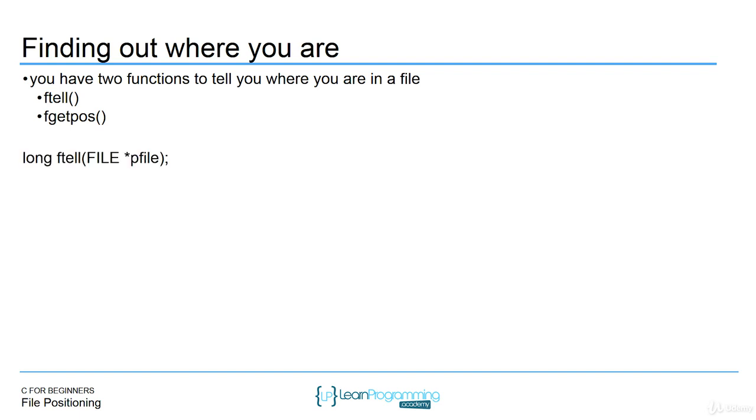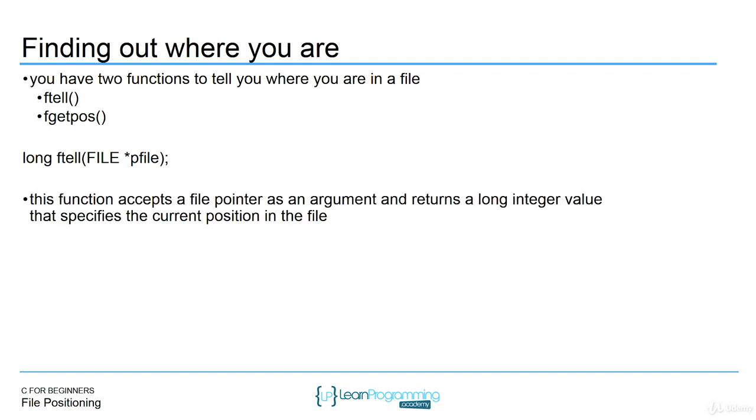For ftell, the actual function definition is pretty straightforward. You return a long and you take a file pointer. This function is going to accept a file pointer as an argument, and it will return the long integer value that specifies the character position in the file. So it's going to tell you the position.